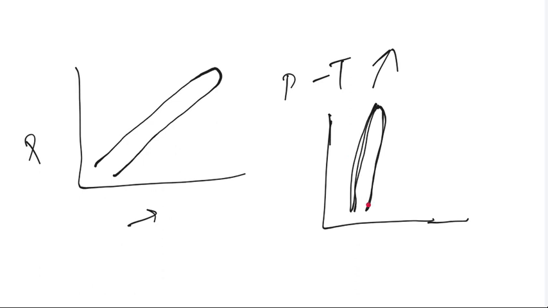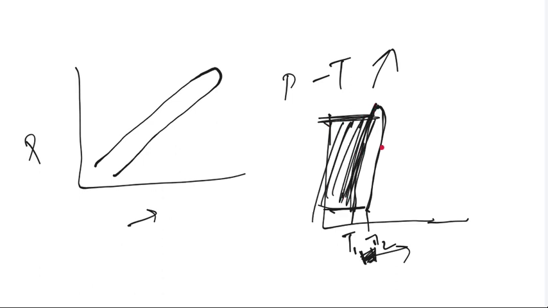But here there is also a change in temperature. This is temperature 1, this is temperature 2. Temperature also increased, but this increase in temperature is not as high as this difference of pressure. That's why we only say that pressure is increasing.